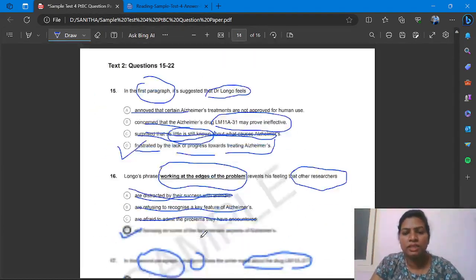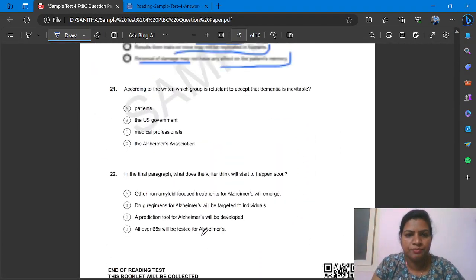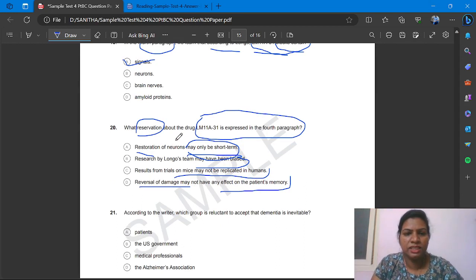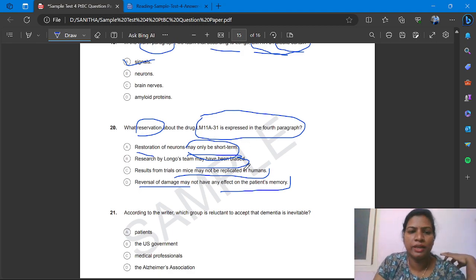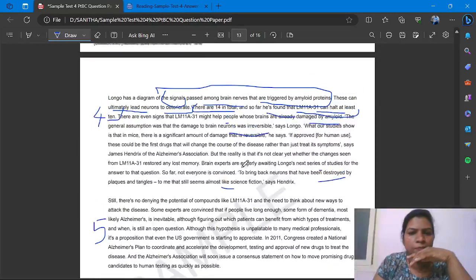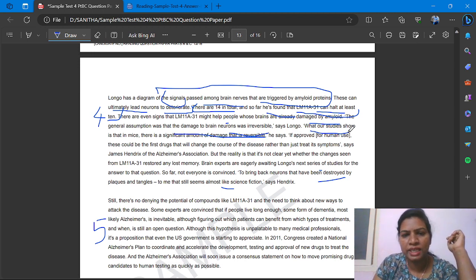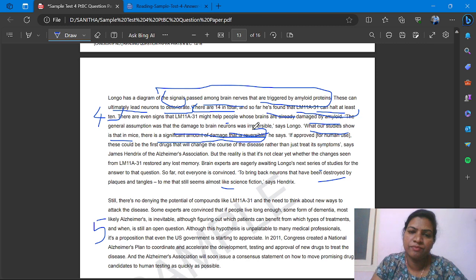What is the question? What reservation about the drug LM11A-31 is expressed in the fourth paragraph? The general assumption was that the damaged brain neurons were irreversible, says Longo. What our studies show is that in mice there is a significant amount of damage that is reversible.